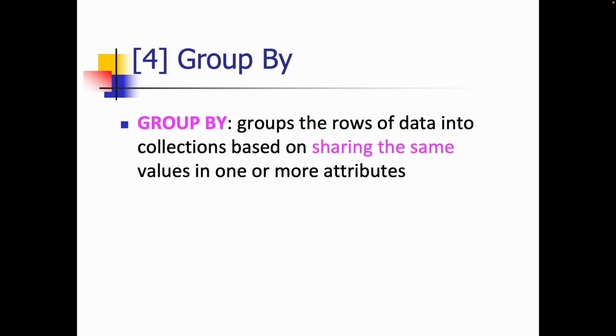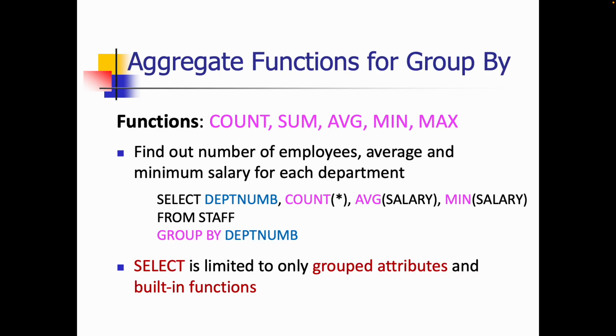So if you want to group the rows of your data based on sharing the same values in one or more columns. So what does that mean? Most of the time when you are using aggregated functions, for example, if you want to count something, get average, minimum, maximum for several fields, several rows, then you can use aggregated functions with group by.